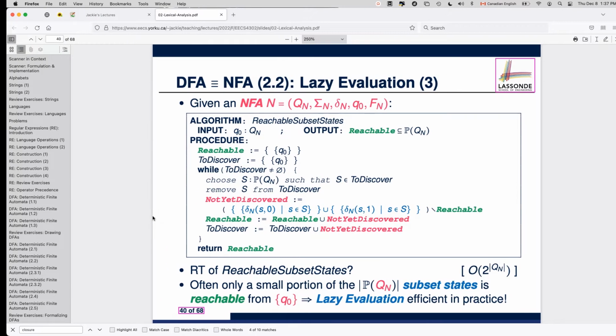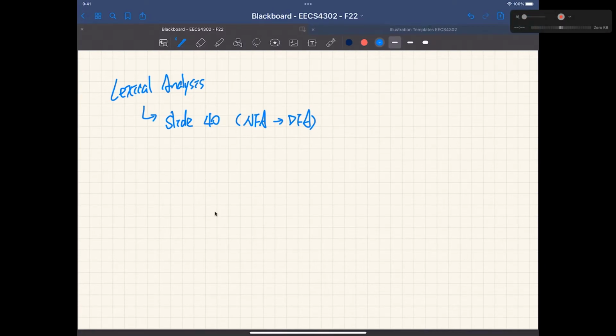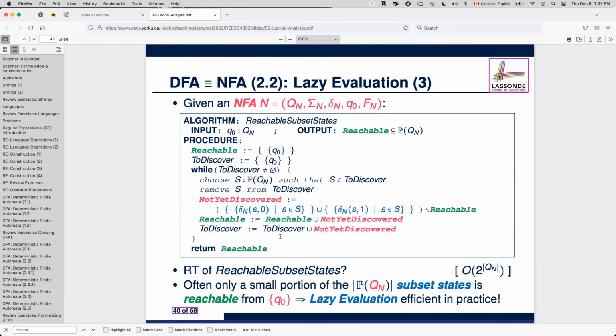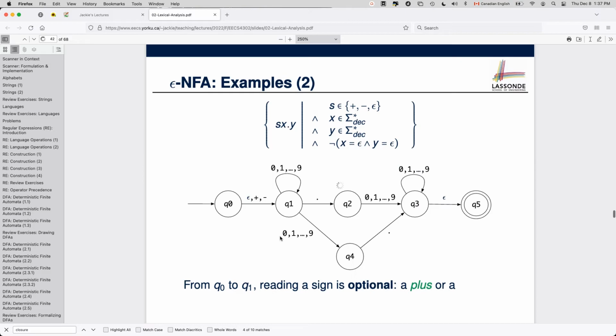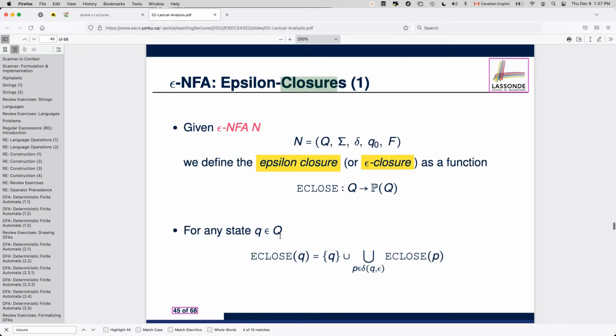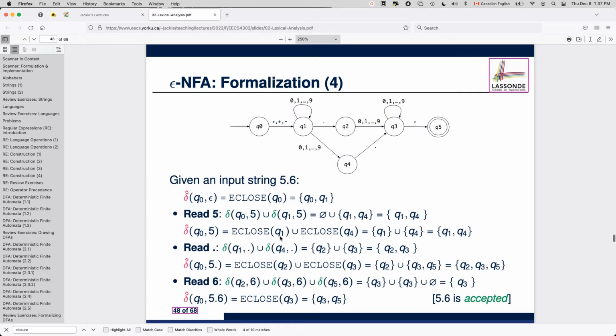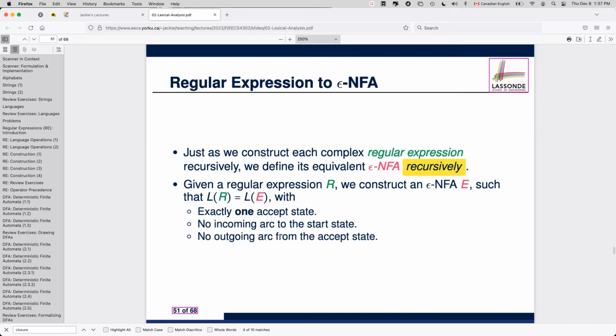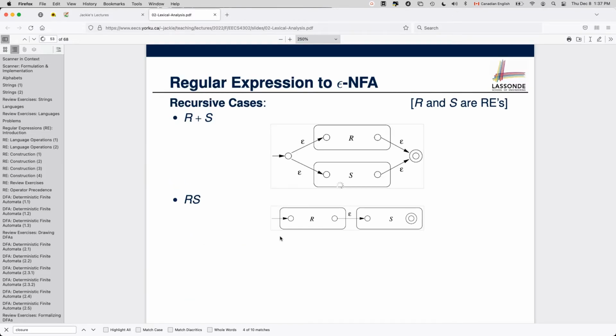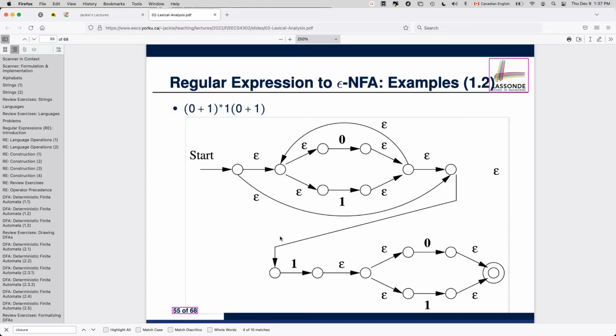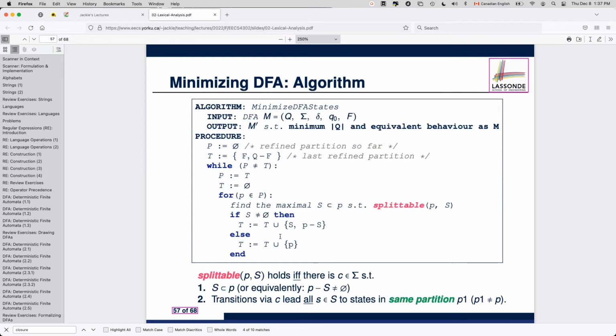I'm also making notes at the same time, so I'm going to recap at the end. That'll be slide 40. And then let's see what algorithm. Okay, we're getting to the end. Minimizing DFA states, that'll be slide 57.